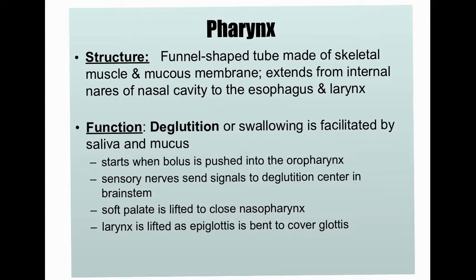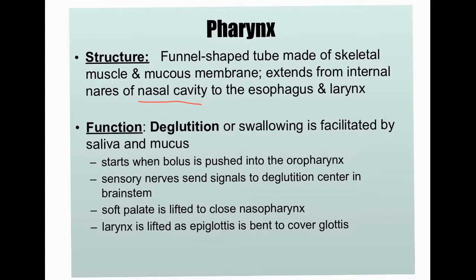So it's a funnel-shaped tube made of skeletal muscle and mucous membranes, and it extends from the nasal cavity, so just behind your nose. So if you try to hawk up a loogie, that's you bringing down the contents of your nose through the nasopharynx, and then the oropharynx. The oropharynx is just directly behind your mouth, and then it'll eventually go to what I call the hypopharynx. It's also called the laryngopharynx, but I call it the hypopharynx.